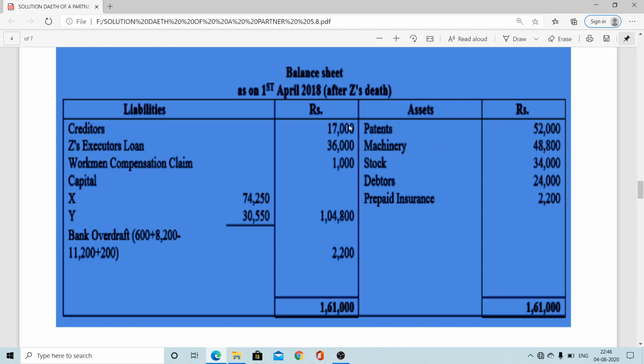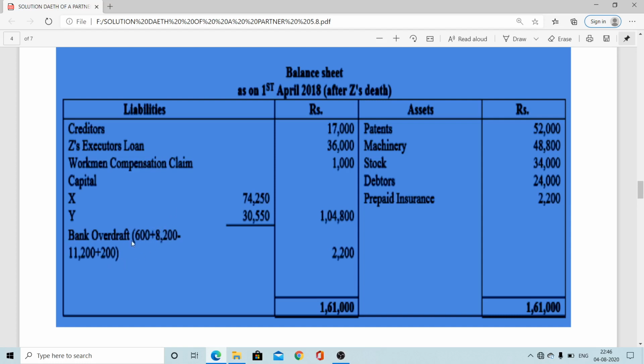Now we will show the balance sheet as it is, just like a retirement, all revised figures. Patent, machine, stock data prepared, these are all revised figures. Creditors as it is, 1,000 decreases, executor loan came, workman compensation claim only 1,600 distributed, and this is the present capital. And on this side, the bank balance is converted to bank overdraft. Here only 600 is there in cash at bank, and the amount paid immediately, 11,200, to the executor, so therefore it is minus 11,200.